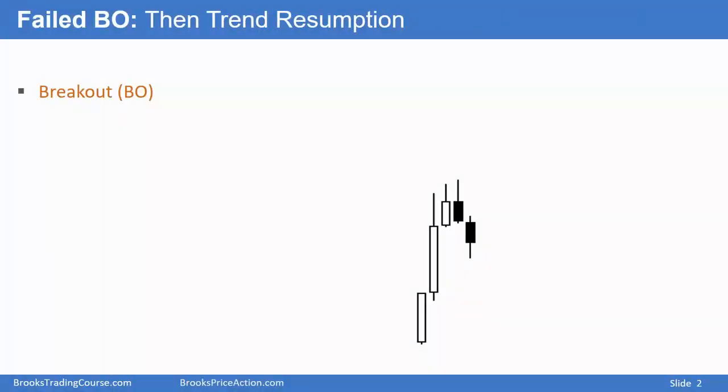Remember, a breakout is simply a trend bar. It can be 2 or 3 trend bars, it could be 10 trend bars, but a breakout is simply a trend bar. Here we have a breakout that lasted 3 bars. We have 3 consecutive bull trend bars.